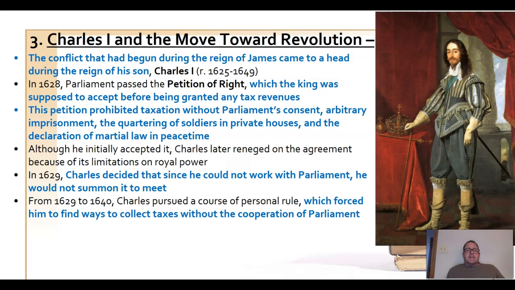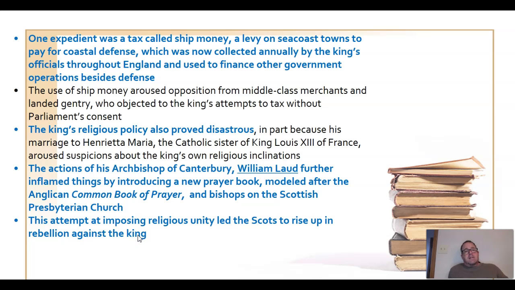And so his attempt to try to circumvent Parliament is perpetrated where he doesn't call them into session. So from 1629 to 1640, he's able to rule under his own steam, but in order to generate revenue, he comes up with a way to collect taxes and something known as ship money. And this is a levy or a tax on seacoast towns that pay for coastal defense, and then he is able to use this funding for the government without, as I said, having to call into session Parliament.